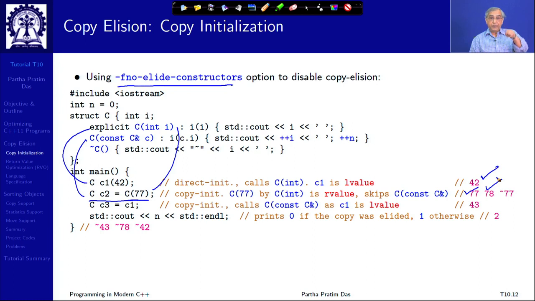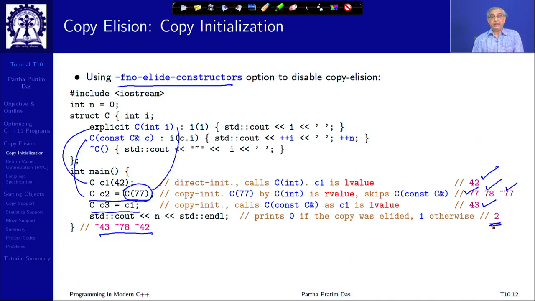and after having invoked that, the R value C77, the temporary object which was created, has no use any further. So, that temporary object is now deleted right here, and then this is the copy construction that you have seen earlier. So, you have created 4 objects and you have deleted 1. So, you are left with 3 objects that are deleted at the end.